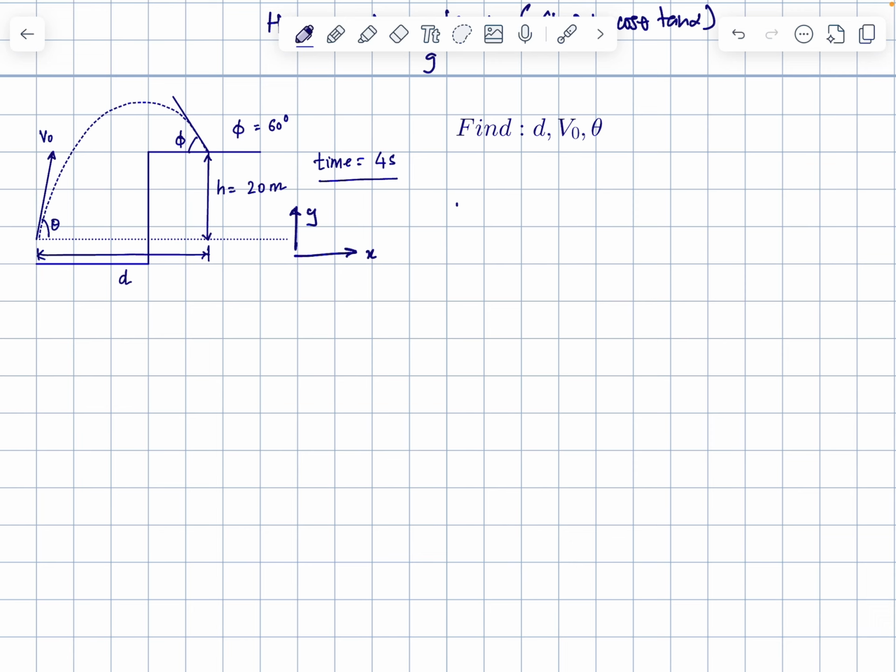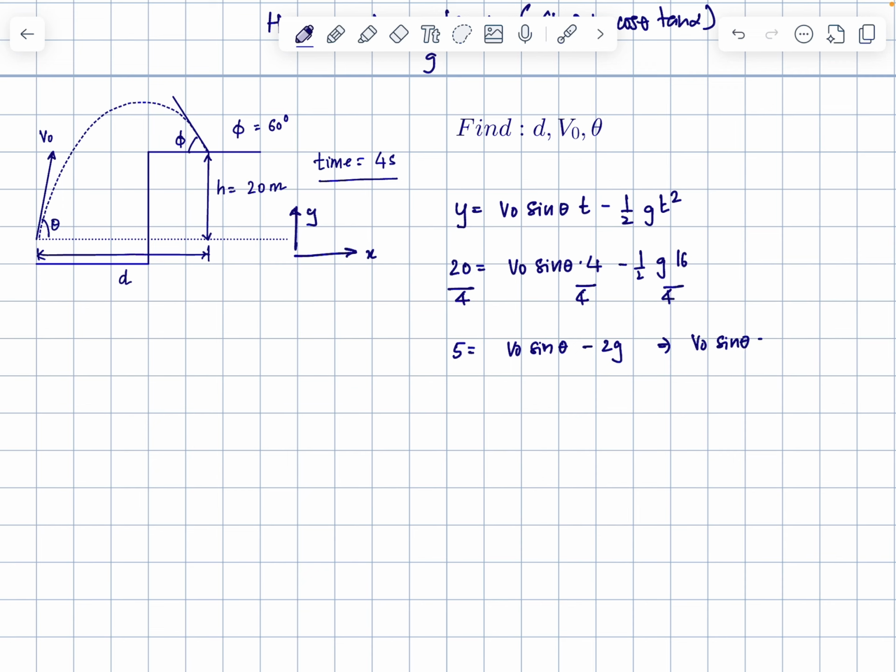So we know here that y is equal to v0 sine theta t minus half g t square. So at time t equals 4 seconds, y equals 20 meters. So let's put that in: v0 sine theta times 4 minus half g times 16. We divide by 4 on both sides, so we get 5 equals v0 sine theta minus 2g. Therefore v0 sine theta equals 5 plus 2g. So we have that.